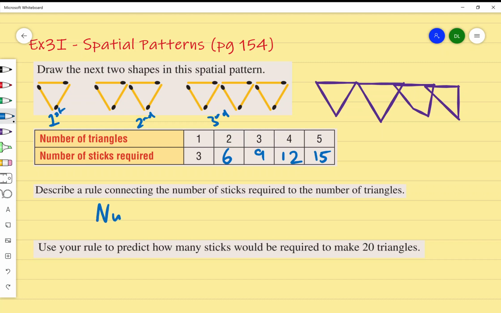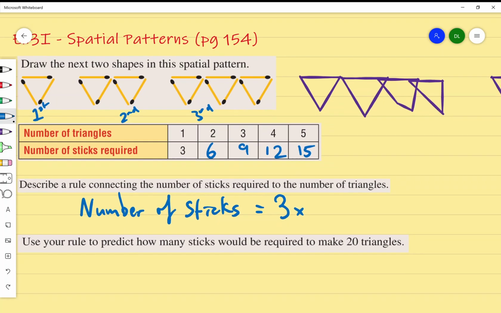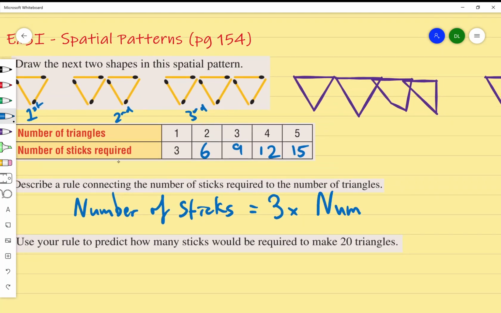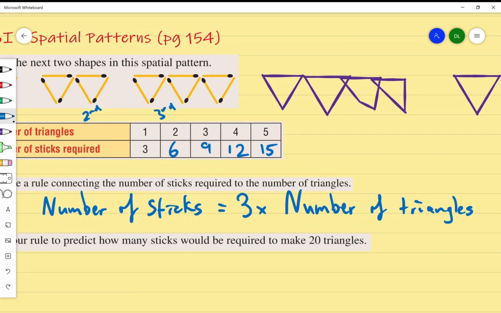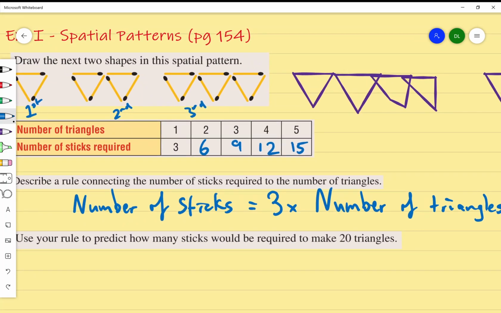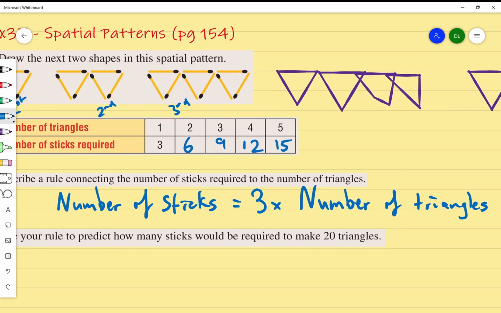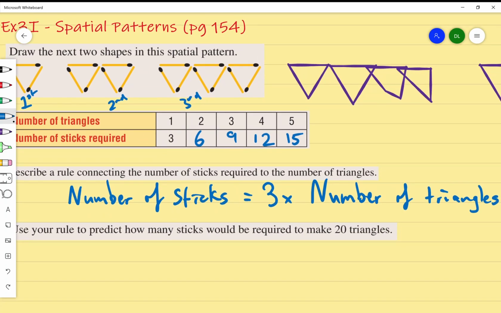So the number of sticks, and I want you to copy this down, thank you. Number of sticks equals 3 times number of triangles. So the number of sticks equals 3 times the number of triangles. Can you see that from over there, Brody? Okay. Now, does that work for each one of our examples?